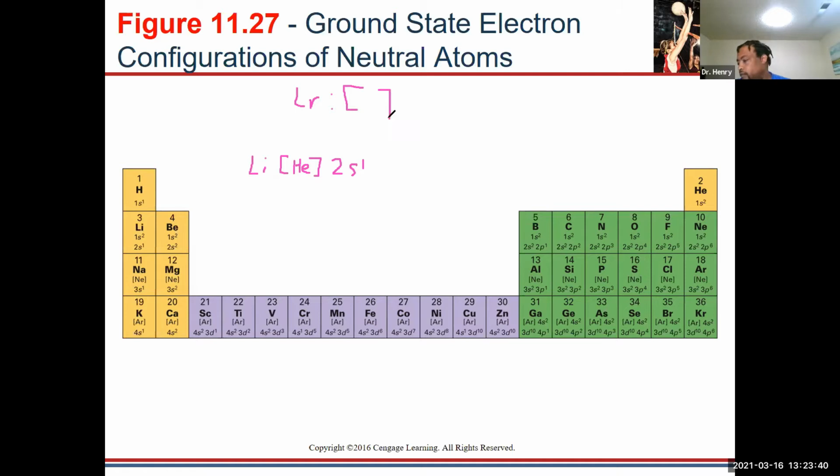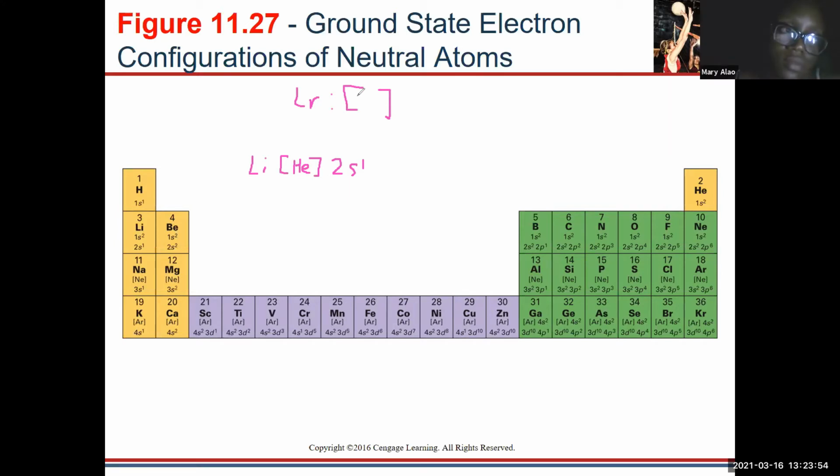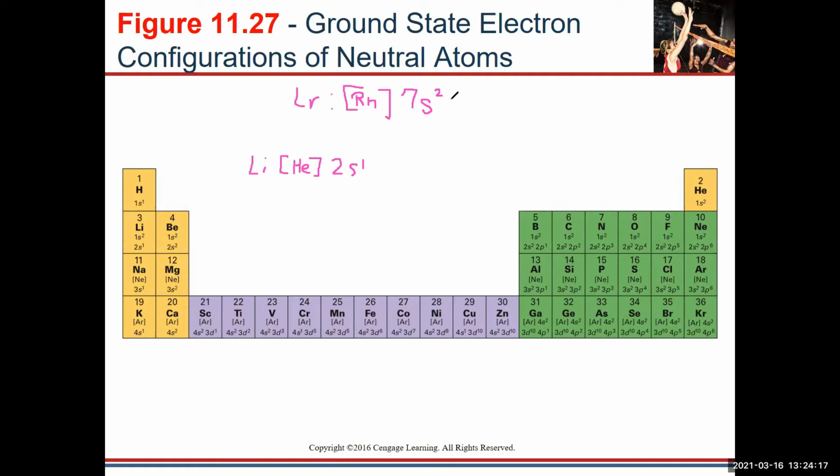Lu. So what would be the noble gas? Someone says Rn. Okay, Rn. And then what would be next? 7s2. Okay, and then 7d9? 6d.